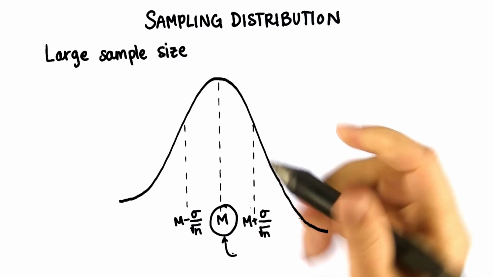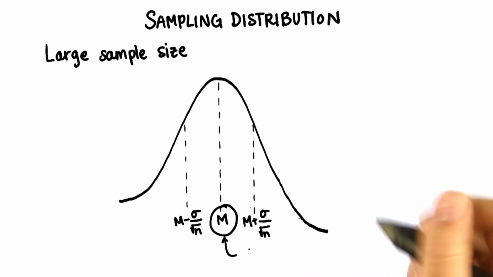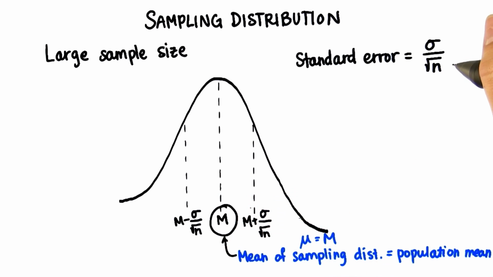Remember that the mean of the sampling distribution is the same as the population mean. Specifically, we have to quadruple n to achieve half the measurement error.